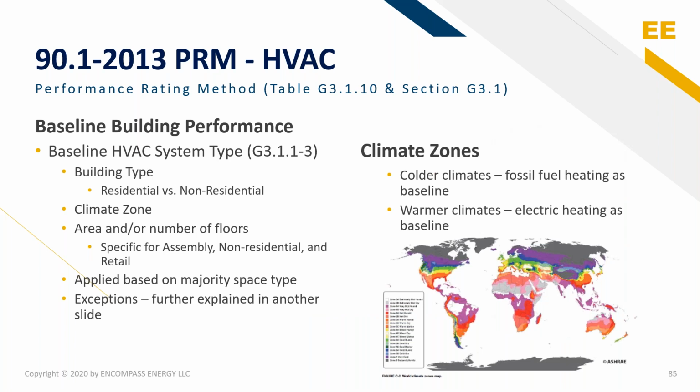So once you know your heating source, then you look at your climate zone and you look at your building type and the size of your building, and you run through a big table, which is on the next slide, which you look at the majority space type of your building, and that's how you apply the HVAC map. There are a whole ton of exceptions to this, and it can be very complicated.